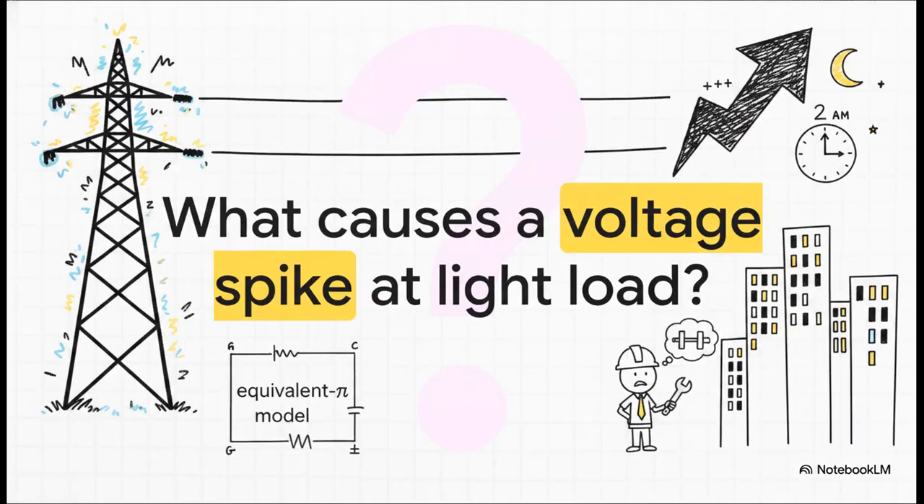Let's test this with a real-world hazard that catches a lot of people off guard. Imagine you've modeled a long 400 kilovolt transmission line using your shiny new equivalent pi model. Under peak load during the day, your voltage sits perfectly within that 5% limit. But at 2 a.m., when city demand drops off completely, the voltage at the receiving end violently spikes above the limit. What is happening physically on that line, and as the engineer, how do you fix it?